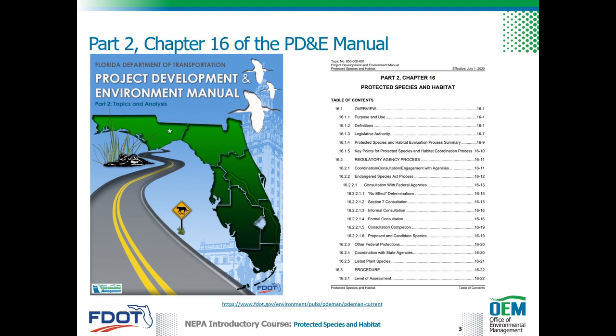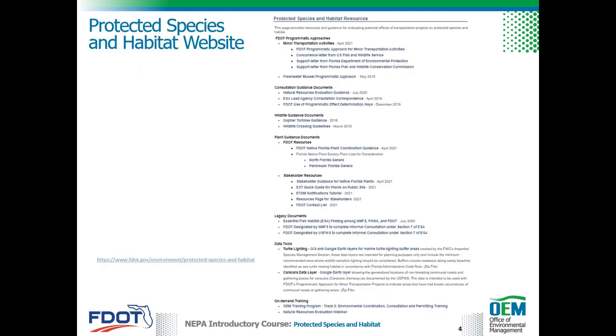This chapter and course also provide guidance on documenting protected species and habitat impacts, coordination with natural resource agencies, and related commitments in the environmental document and accompanying technical memo or natural resources evaluation, guidance on consultation with natural resource and regulatory agencies, documentation and procedures during design, permitting, and construction phases, as well as emergency consultation with resource agencies. Please note that FDOT's OEM also has a protected species and habitat website that includes resources and guidance for evaluating potential effects of transportation projects on protected species and habitat.